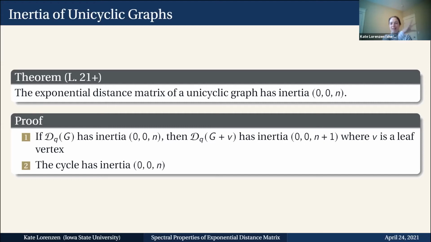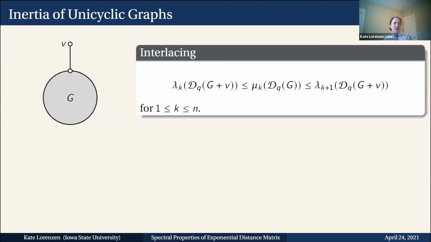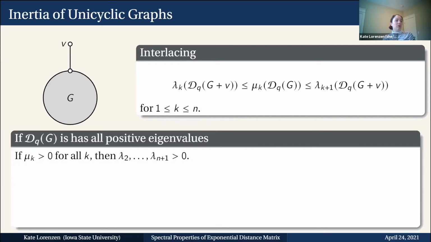All right, so let's show number 1 first here. If I have a graph and I have a leaf attached to it, I'm going to pull out some linear algebra arsenal and use interlacing in order to show my results. Interlacing says that if I have a matrix and a submatrix of it, the eigenvalues of the two are going to interlace with each other. So if I assume that my small graph G has all positive eigenvalues, then all but one of the eigenvalues of my graph with the added leaf are going to be positive.